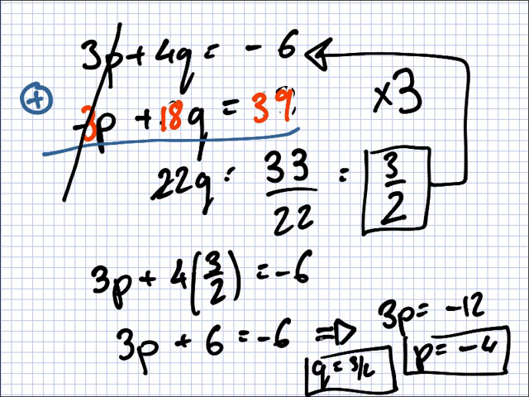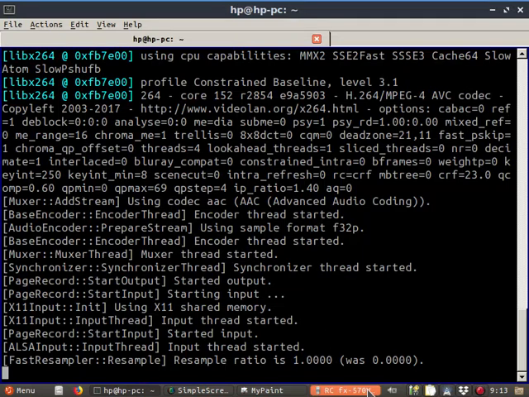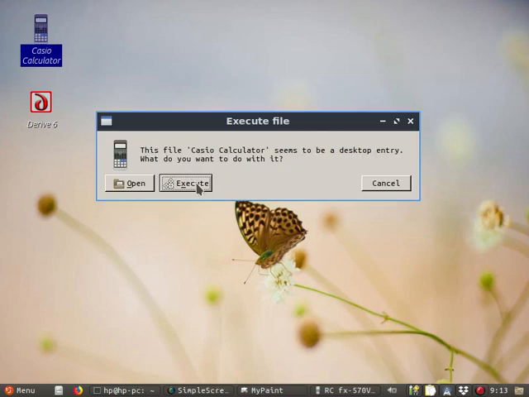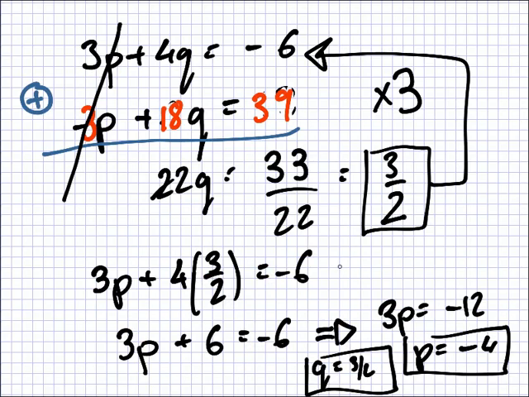Now you can check the answer. So if you, oh, I closed it. Let me open it up again. So in the exam you can check the answer. So I want to make sure the answer is minus 4 and 3 over 2. Minus 4 and 3 over 2, yeah, let's just see.